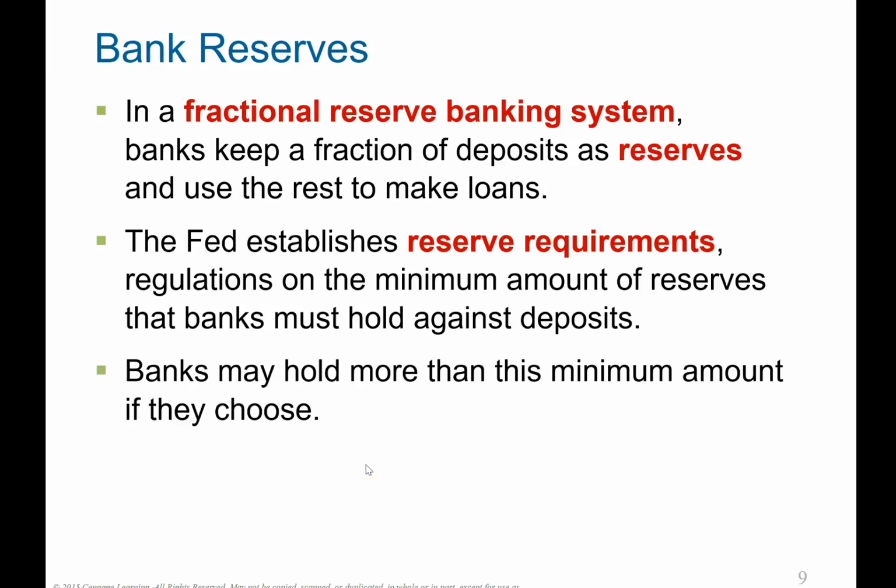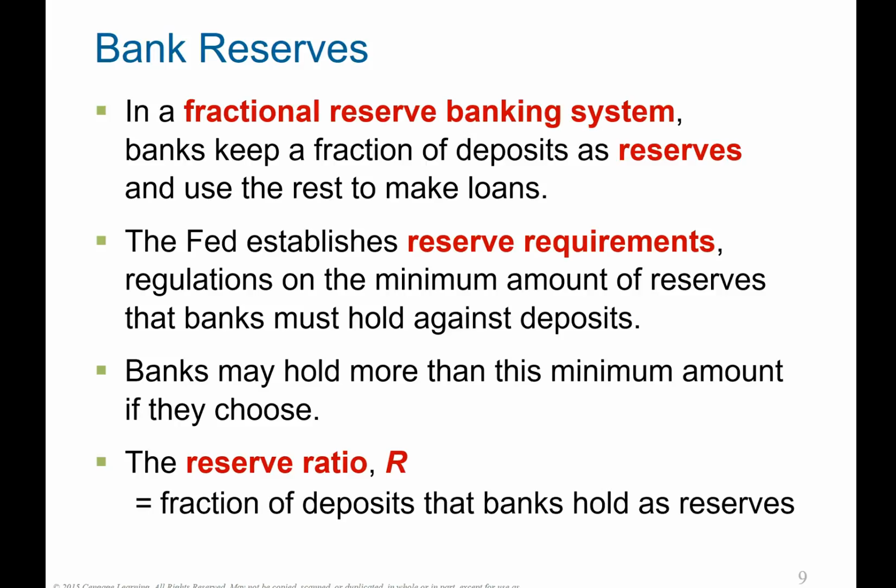Banks can hold more than this. We would call that excess reserves. If they choose to do so, they can do that, but there is a minimum established by the Fed, and this is called the reserve ratio, and it's indicated with the letter R, and that is, by definition, the fraction of deposits the banks hold as reserves.